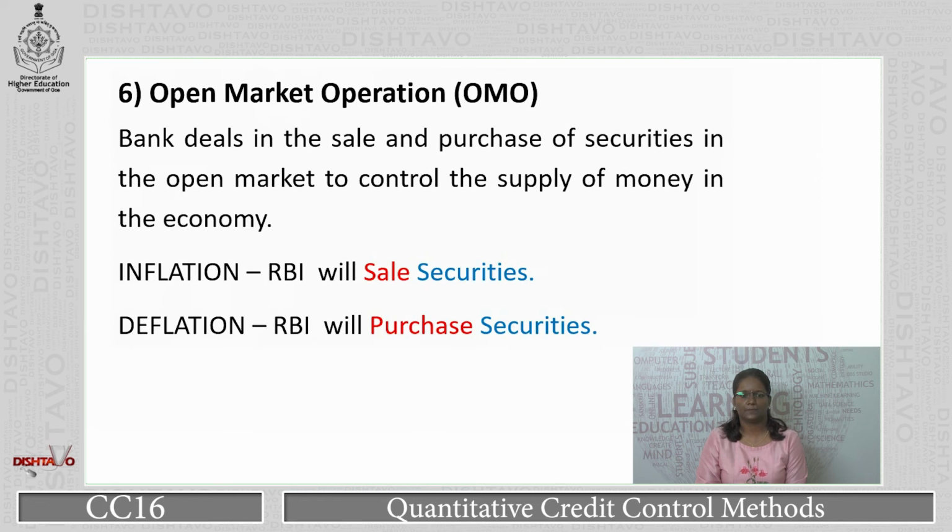The last concept is open market operation, which is OMO. Here, RBI deals with the sale and purchase of securities in the open market to control the supply of money in the economy. During inflation, RBI will sell the securities. When RBI sells the securities, automatically the money supply in the economy will be curbed, which will bring down the inflation. In case of deflation, RBI will purchase the securities so that more money supply is done in the economy.